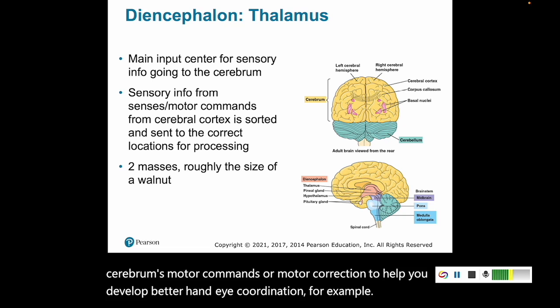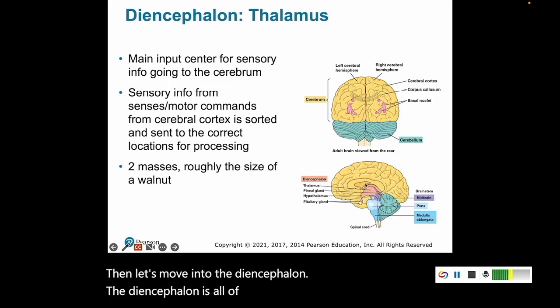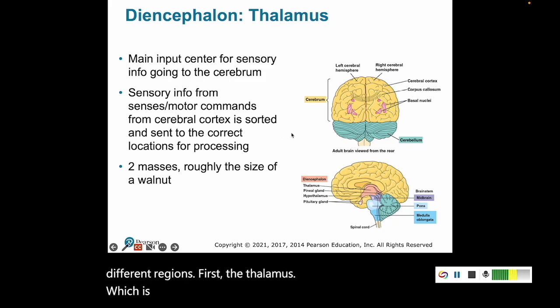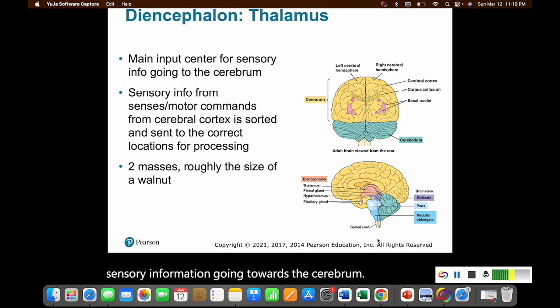Then let's move into the diencephalon. The diencephalon is all of this area here, and it's divided into a few different regions. First, the thalamus, which is here in the middle. This is the main input center for sensory information going towards the cerebrum. It is a sensory information from your senses. Motor commands from the cerebral cortex will be sorted and sent to the correct locations for processing. And it's two little masses about the size of a walnut.